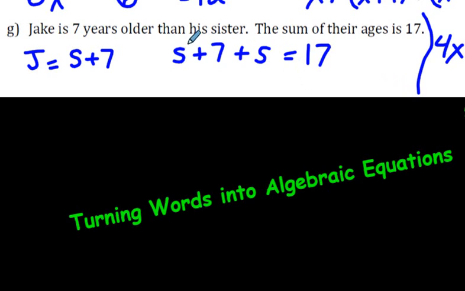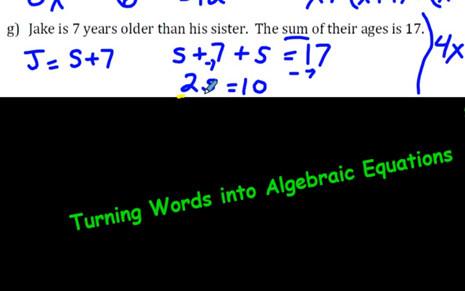Once again, we've taken Jake's age and written it as S plus 7, and that is an easier way to deal with this situation because now we just have S's. We don't have a J in here. All we have to do now is say, this is Jake's age right here, and this is his sister's age, and together the sum of their ages, which is plus, is equal to 17. So let's put the S's together. We have two S's. Let's get rid of the 7 by subtracting 7 from both sides. So 2S will equal 10.